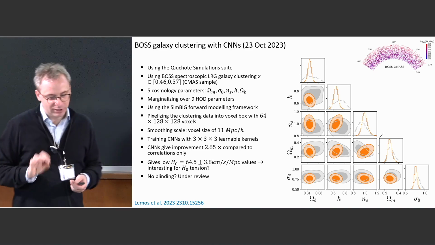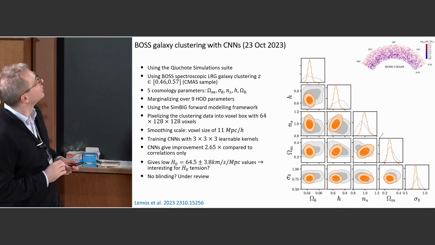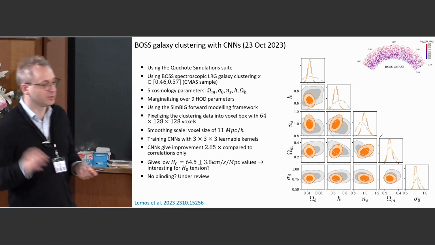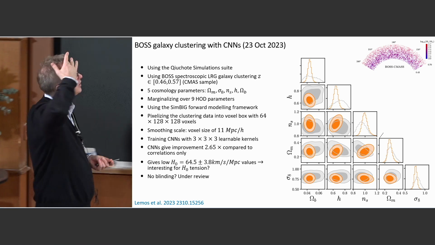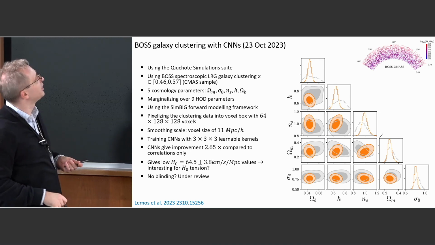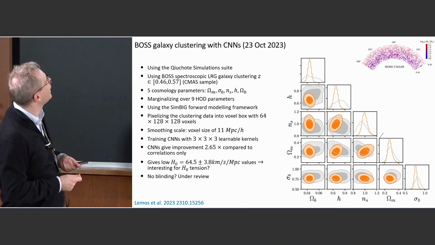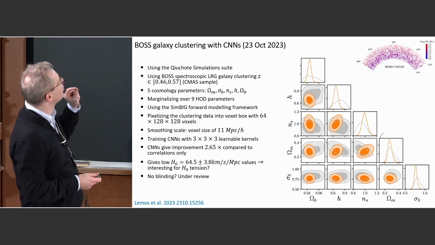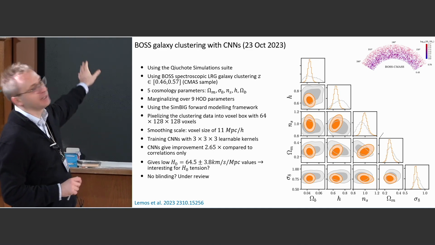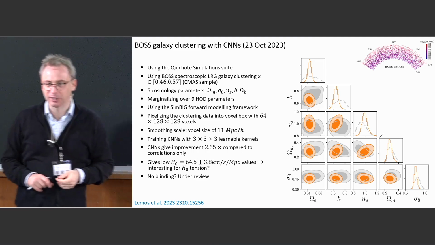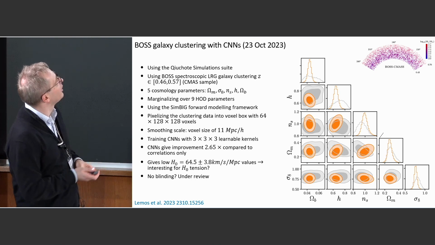Constraining 5 cosmology parameters. The smoothing scales were actually quite conservative, which is really great to see, that even with that you can get a big gain. So 11 megaparsecs, that's equivalent, I think, to a smoothing scale of something like 5, 6 arcminutes, depending on redshift. And then, pretty impressive training with 3-dimensional CNNs and a 2.65 improvement compared to correlations only. Also, I didn't find the word blinding in the paper, but it's still under review, so it's probably worth just keeping in mind. But they marginalized over 9 HOD parameters, which is really impressive, and probably was quite a big challenge when it comes to operations and data wrangling, using this SimBIG forward modeling framework.